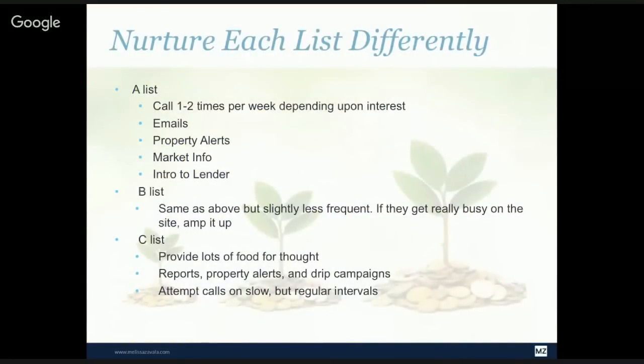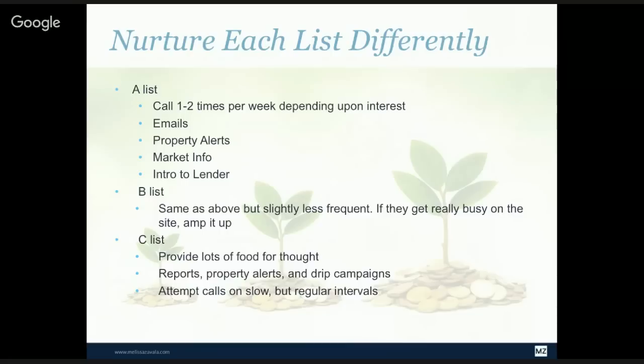So for your A list, you're going to call 1 to 2 times a week or text them regularly, depending upon their interests. So if you show them some properties and they're on your A list, you're going to want to keep in touch. What did you think of the properties? Did you call the lender? Do you want to see some more? That one looks like it's going into escrow. You missed out on it. How about go look at some more? Give them information about market times, whatever they need. And you can do that through property alerts, market information, introductions to lenders, and through emails, texts, of course, as well.